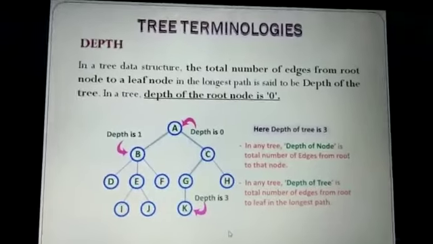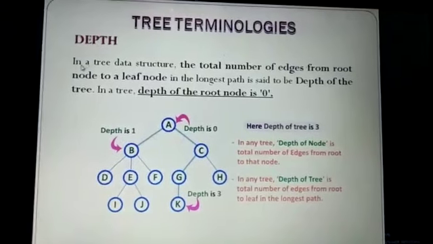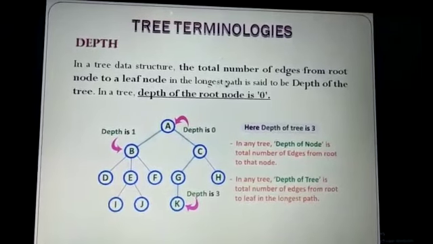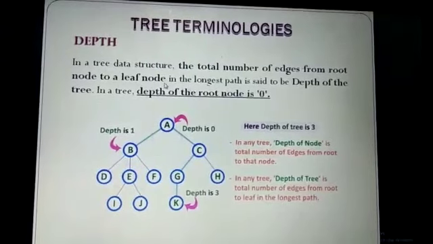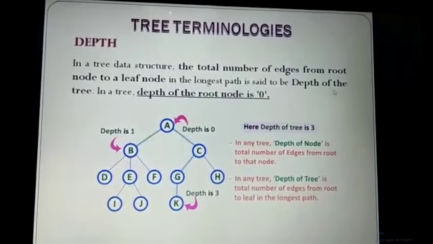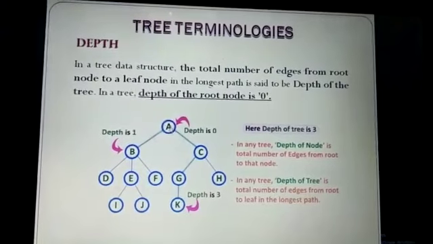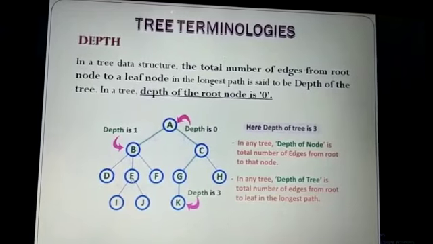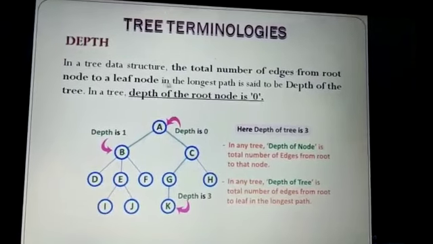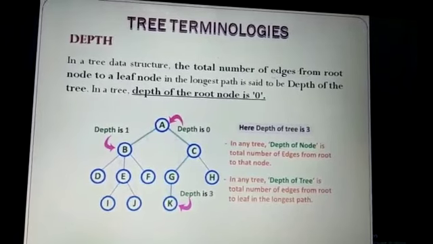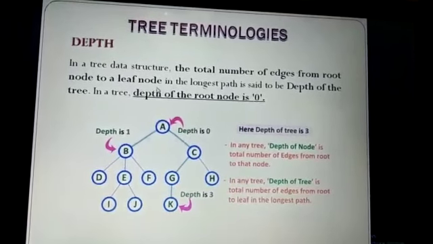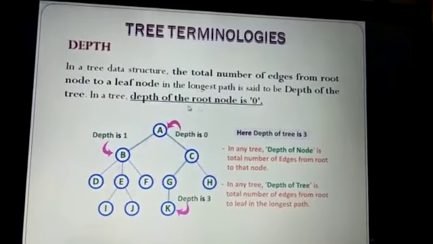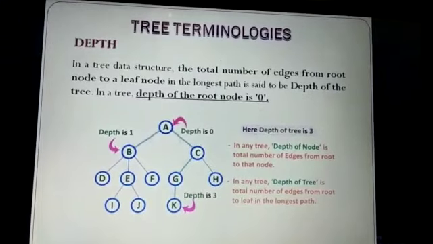Next one, depth. In contrast to height, depth is the total number of edges from the root node to a leaf node in the longest path. We should calculate from top to bottom: A to C, C to G, G to K, or A to B, B to E, E to I. The longest path, the total number of edges from the root node to a leaf node, is said to be the depth of the tree. In a tree, the depth of the root node is 0.